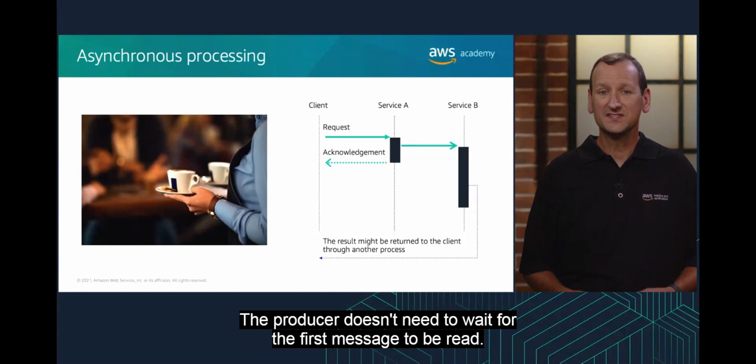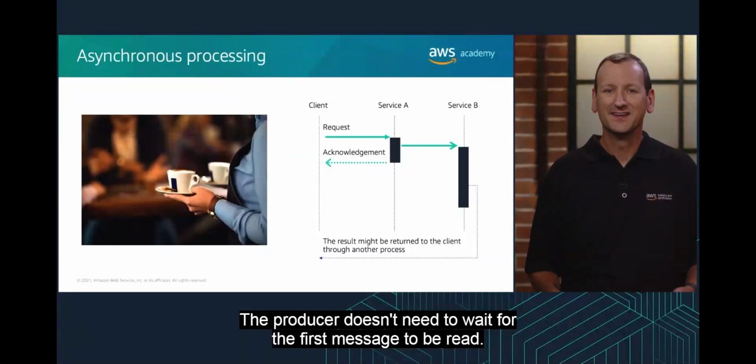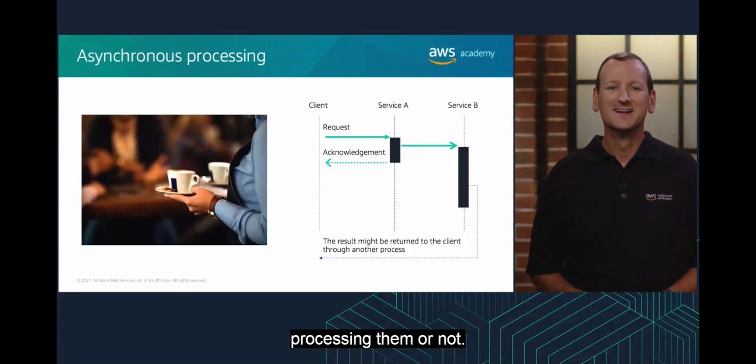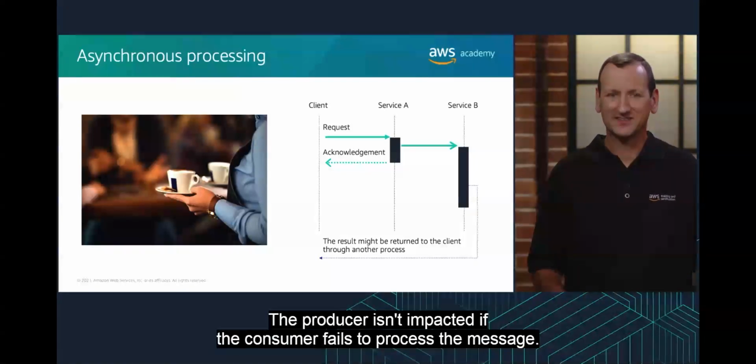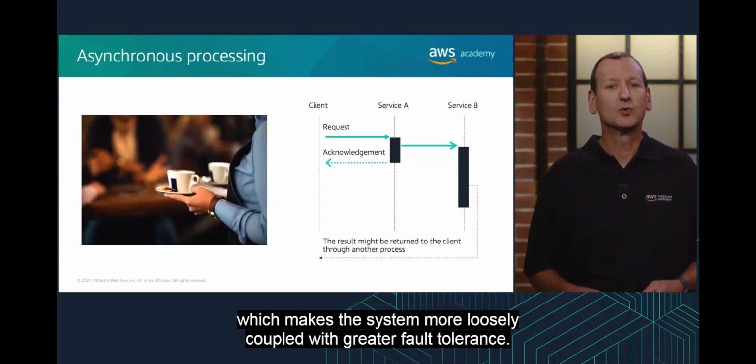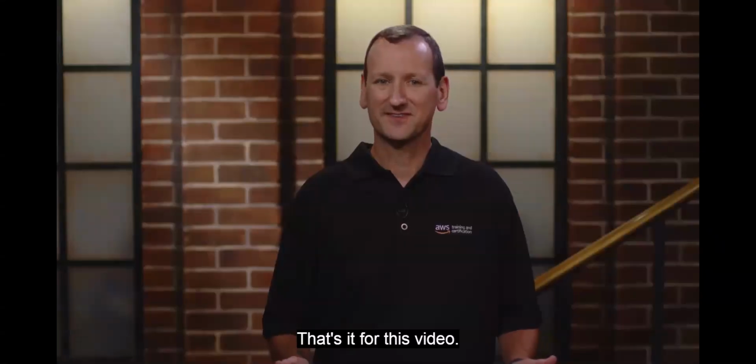The producer doesn't need to wait for the first message to be read. Instead, the producer can continue to generate messages whether the consumer is processing them or not. The producer isn't impacted if the consumer fails to process the message. This means much less interdependency between the producer and consumer, which makes the system more loosely coupled with greater fault tolerance.